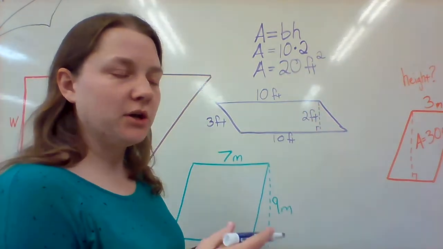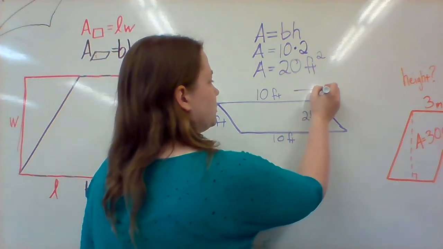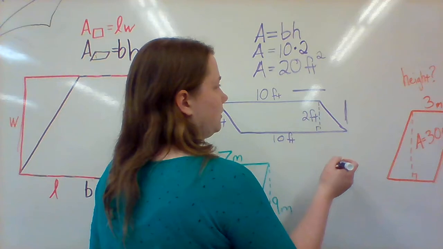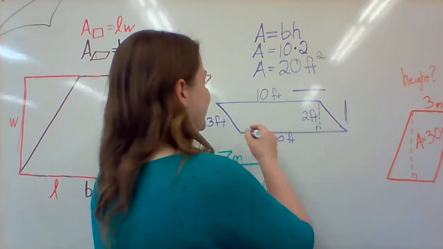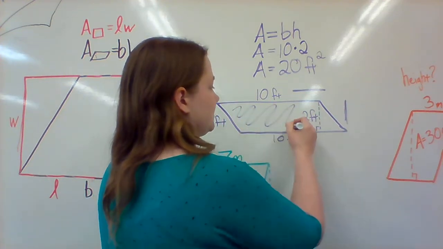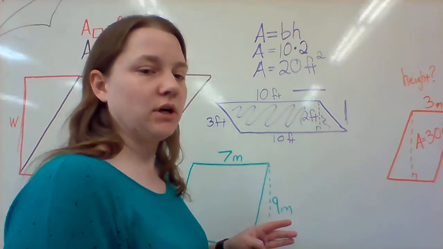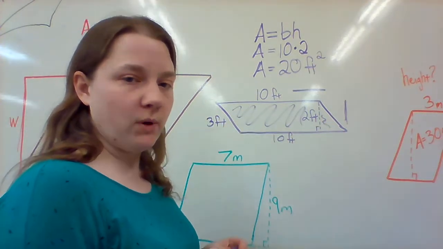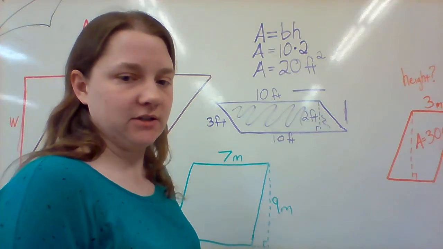Base and height only go one direction. The base only goes left to right. The height only goes up and down. But the area covers everything in this. Not just the distance across, but everything in here. So we're going to put that at feet squared, and that's going to be my final answer.